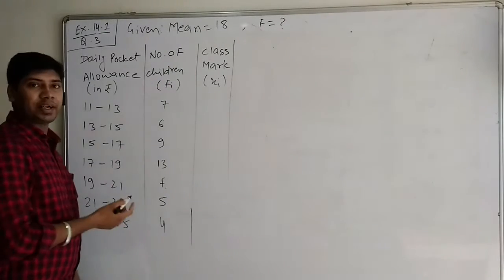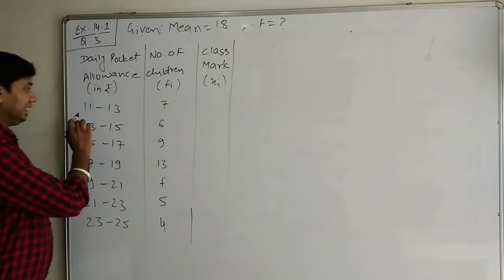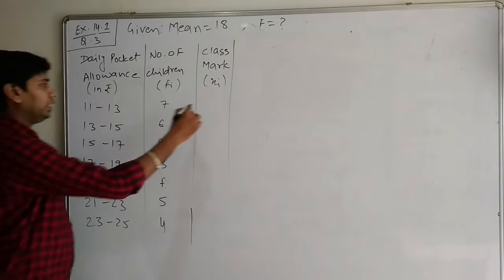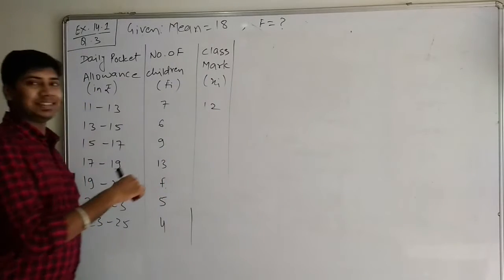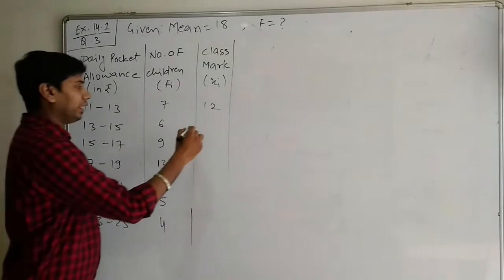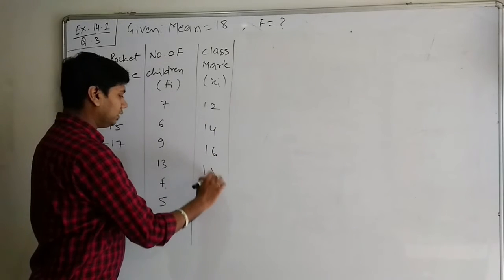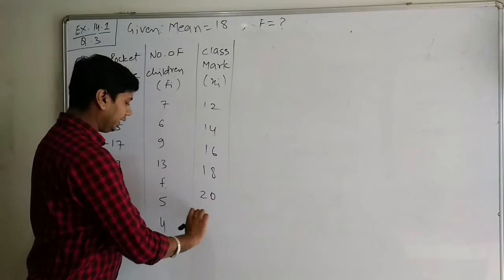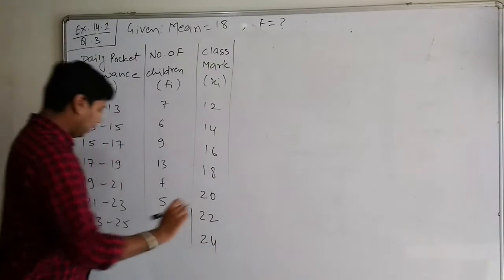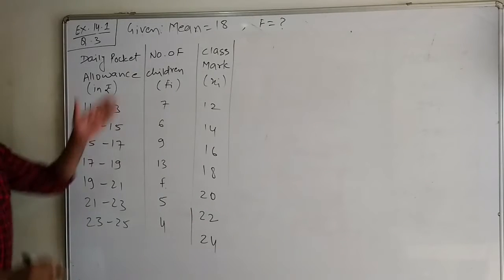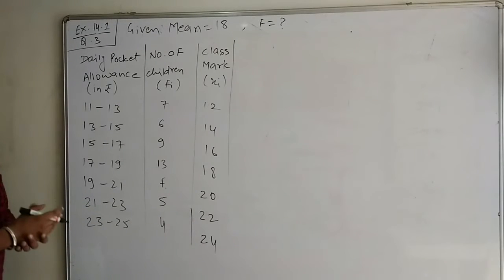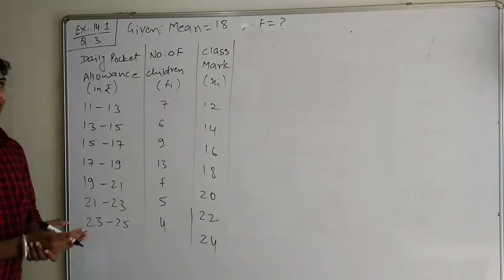First we have to find the class mark. For this class interval, the class mark will be 12 and the class size is 2. So we add 2 to the class mark. We get 14, 16, 18, 20, 22 and 24. So our first step is complete. Now come to the next step.